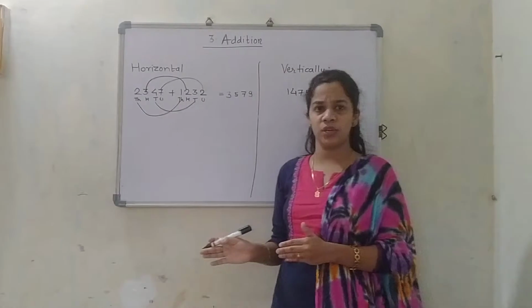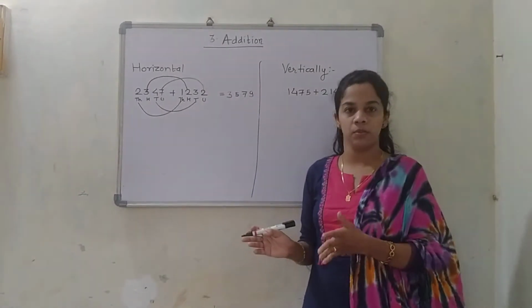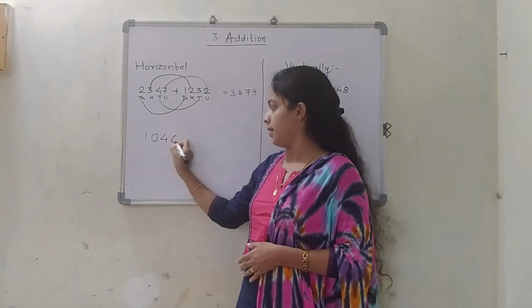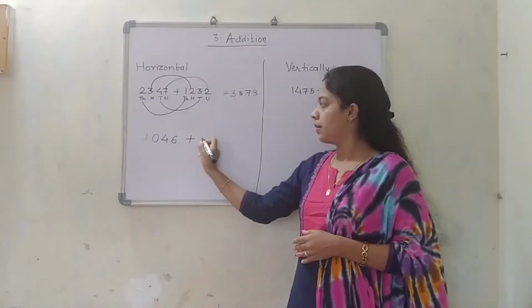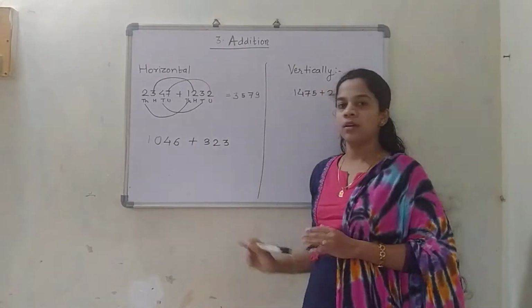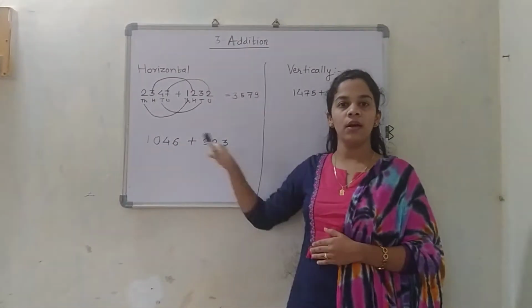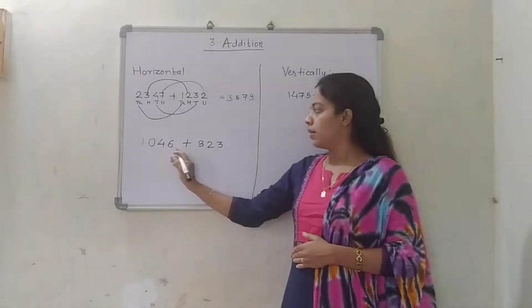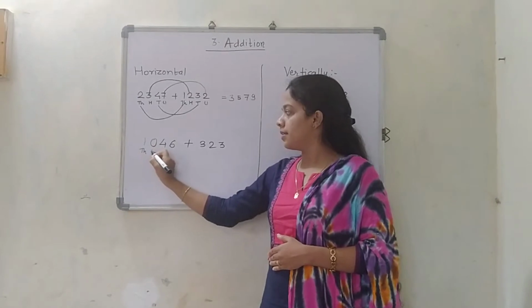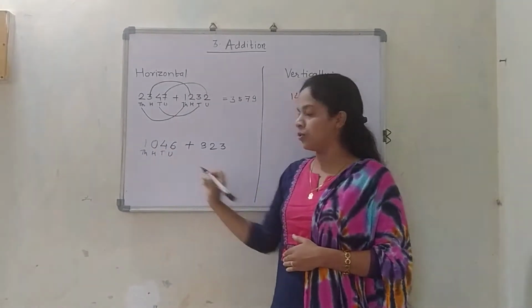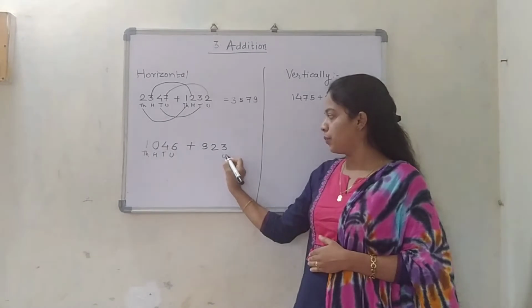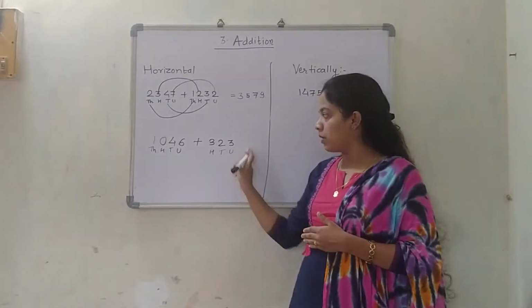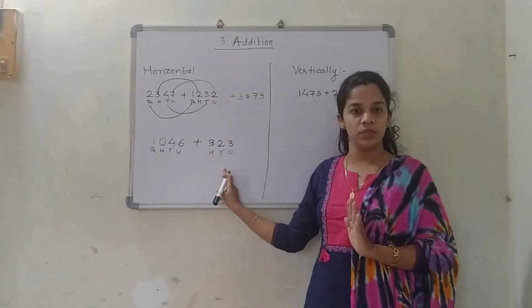Similarly, you can take any problem. Now the problem I will share with you will be of 3-digit and 4-digit numbers. So we will take any random example. You can take 1046 plus 323. Now this is a 4-digit number and this is a 3-digit number. How are we supposed to solve this? I will just show you. See, this is 1000, this is 100, this is tens and this is unit. Same over here, this is unit, this is tens and here it is 100. In this particular number, there is no 1000 place.